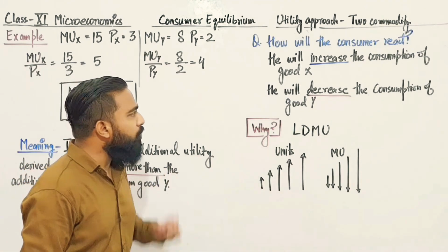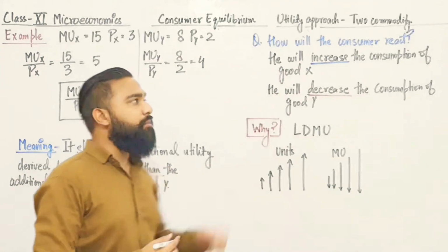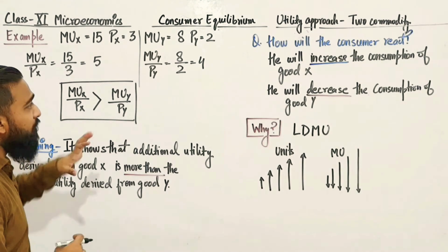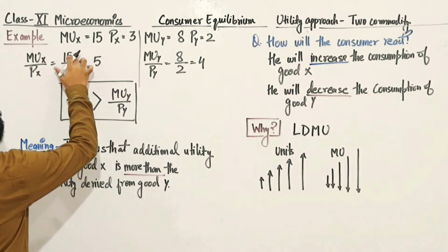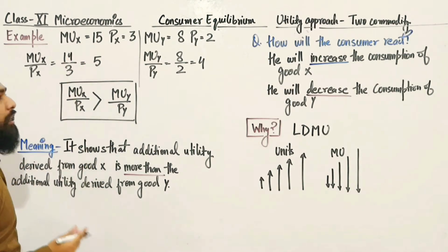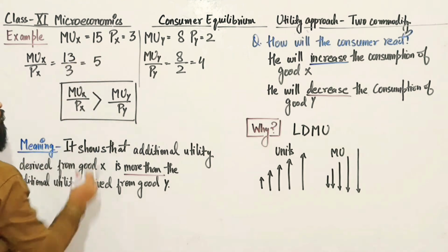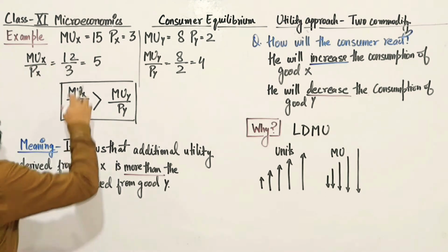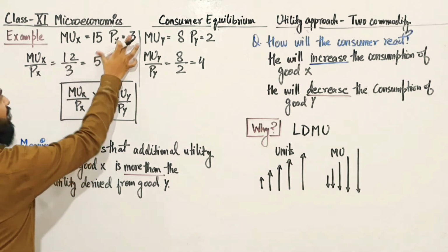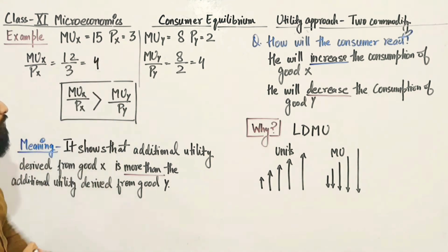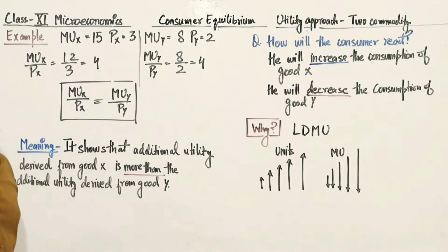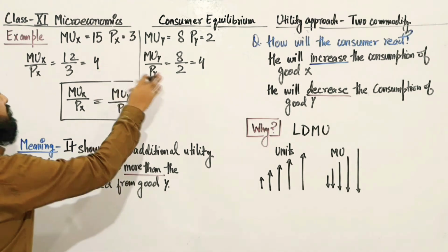If you are going to increase the unit, the marginal utility is going to decrease. So, if you are going to increase the consumption of good X, the marginal utility will decrease, up to 14, or it will become 13, or 12. As you increase it again and again, your MUX will decrease. Therefore, 12 divided by 3, it will become 4, which is equivalent to MUY upon PY.